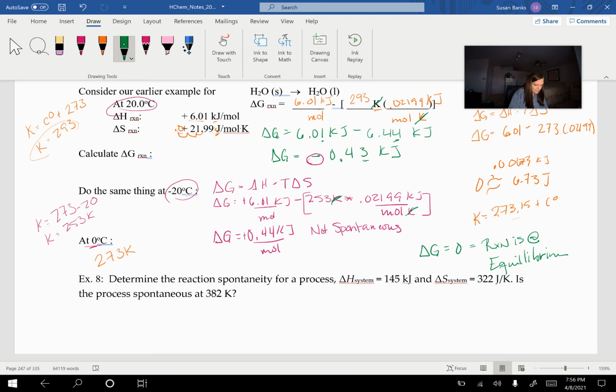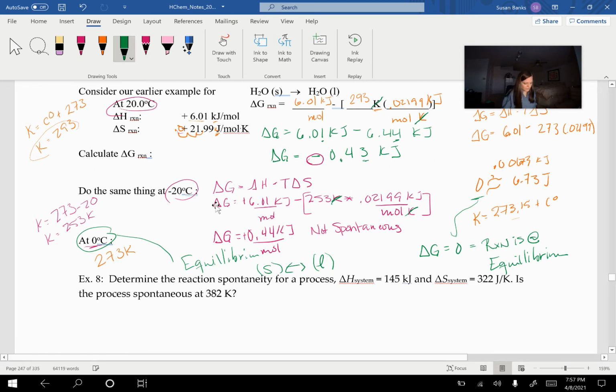So at 0, isn't 0 our equilibrium between the solid state and the liquid state? So notice how close that was to 0. When we can get delta G to be 0, that is the equilibrium condition for that reaction. So that is a good way of figuring out what that equilibrium temperature is for a reaction as well. Okay, especially phase changes.